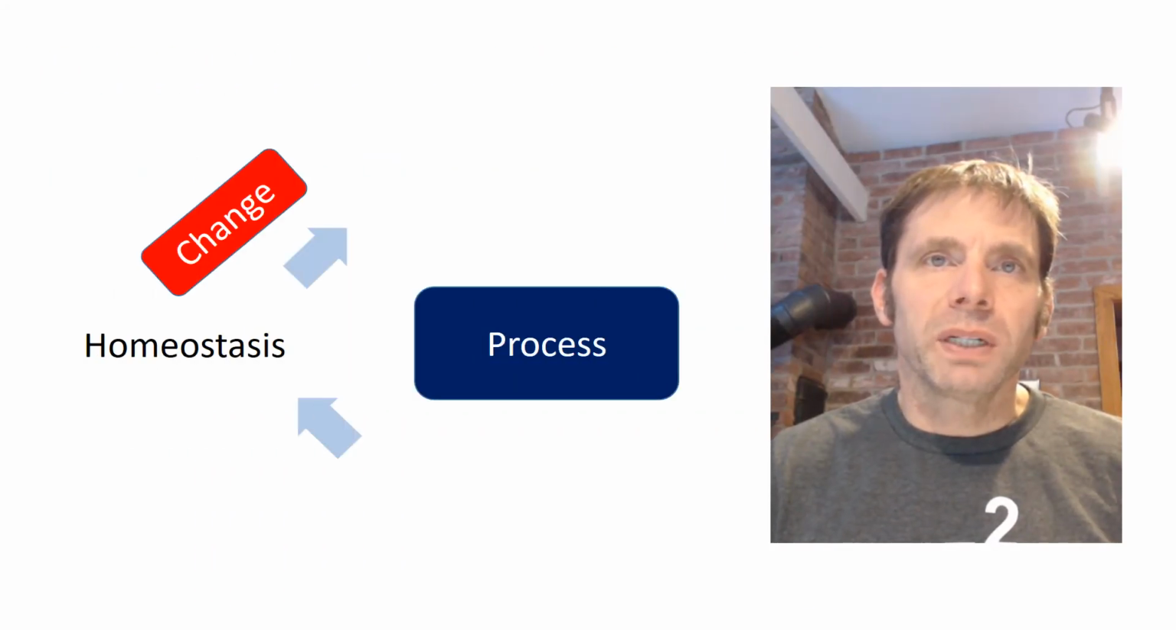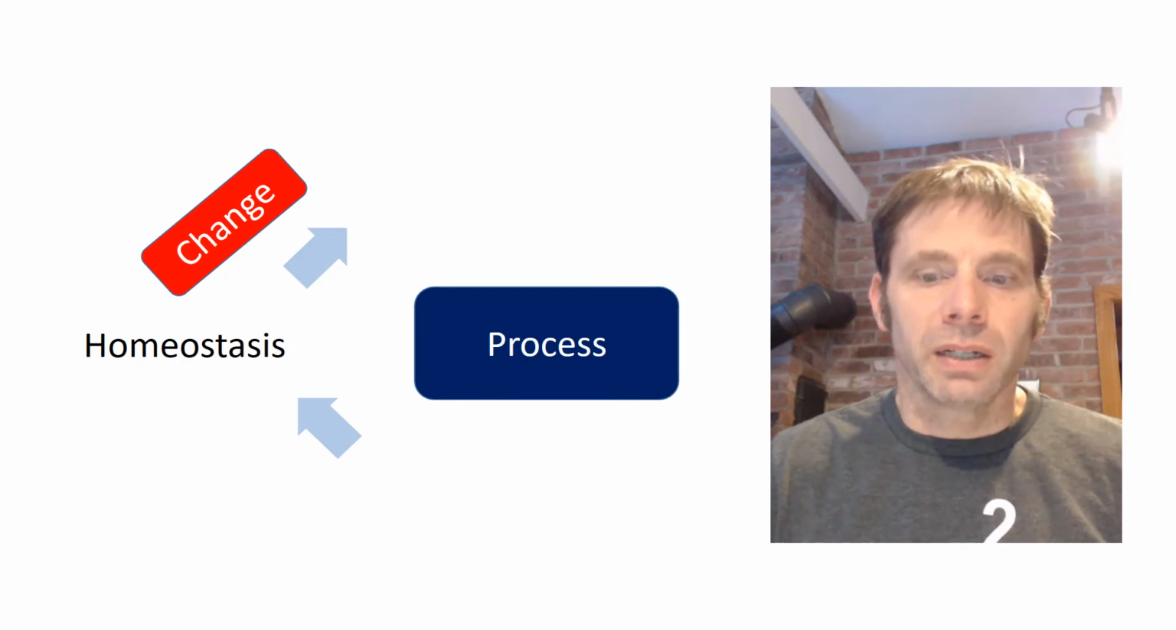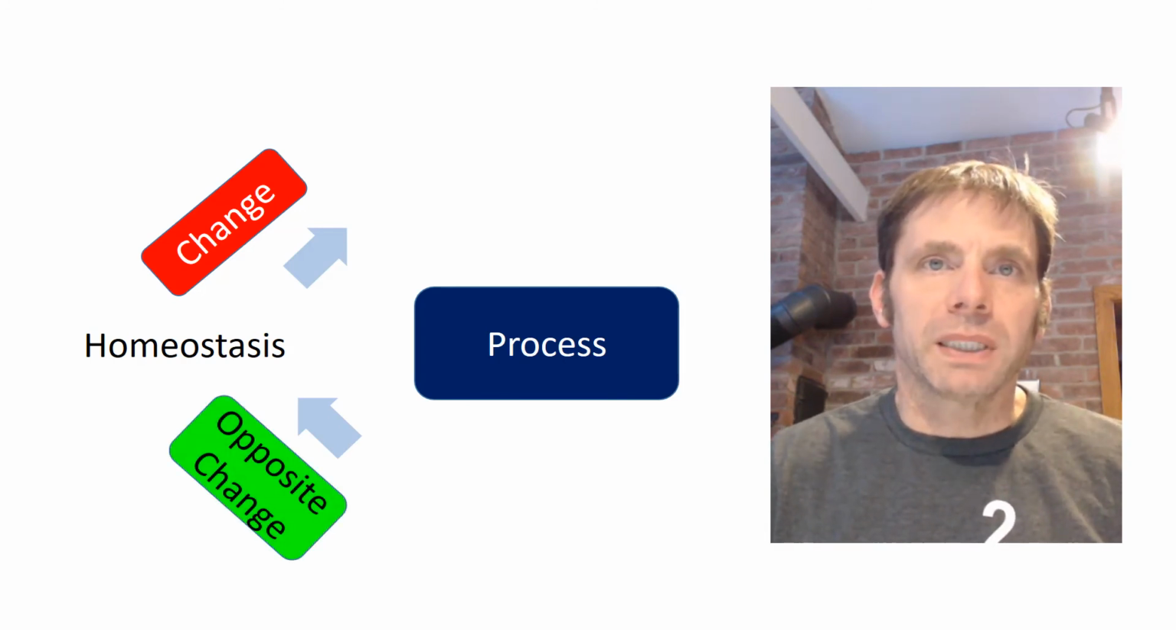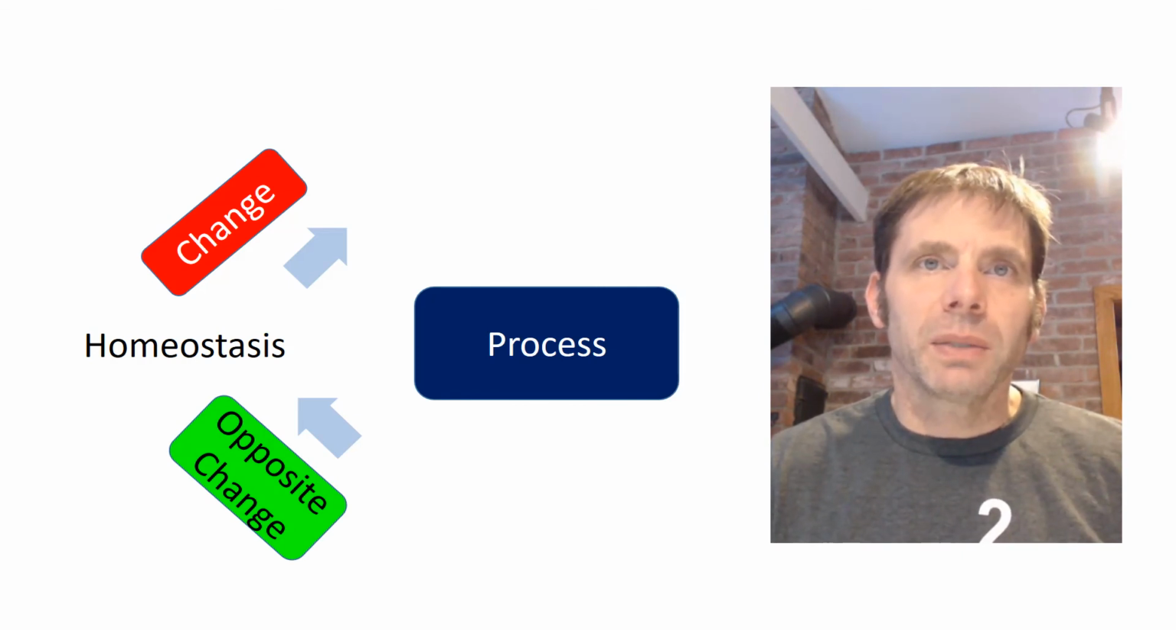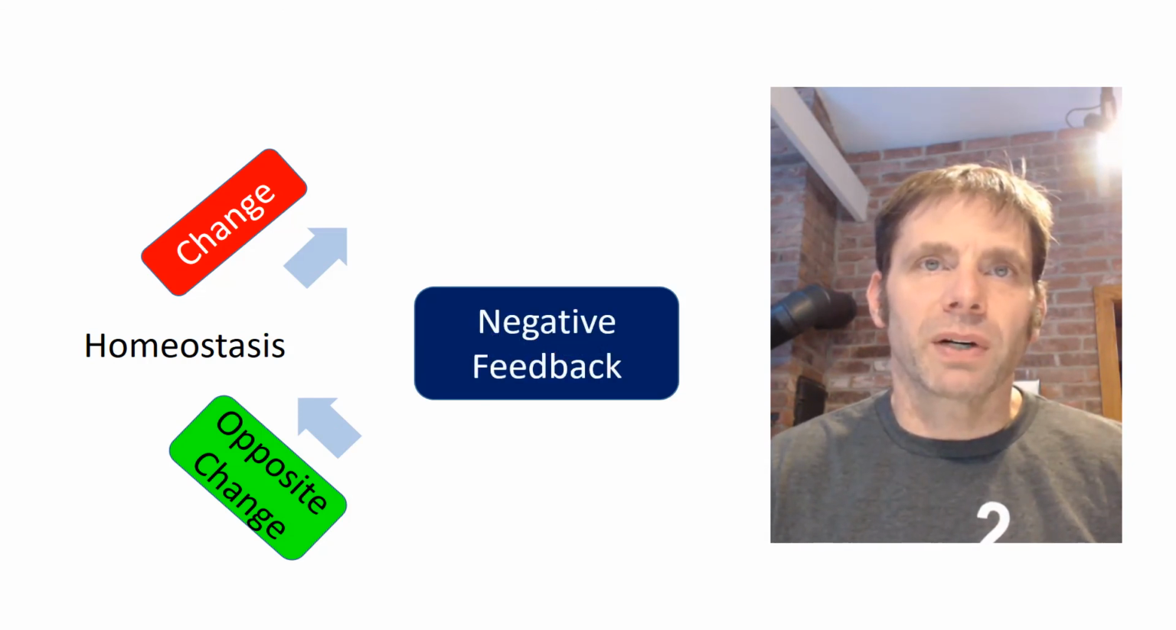So maintenance of homeostasis requires a process by which any change in the internal environment is corrected by bringing about the opposite change. If we get too warm, we need to cool off. If we get too cold, we need to warm up. The name of this process is negative feedback, and that's going to be the topic of our next video.